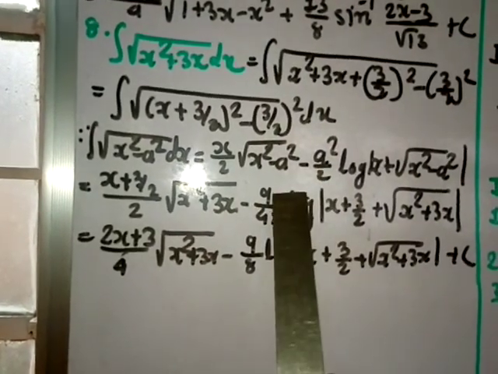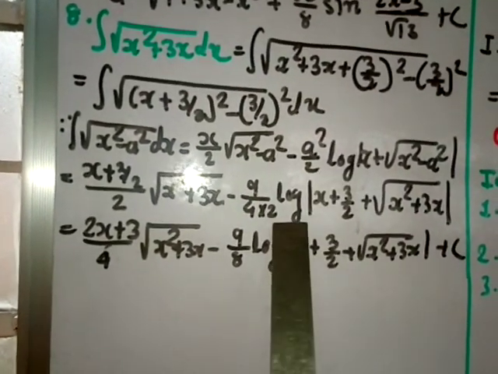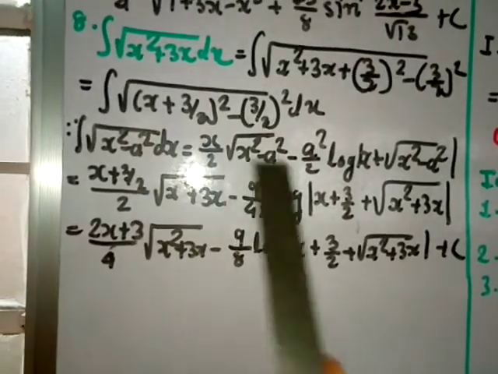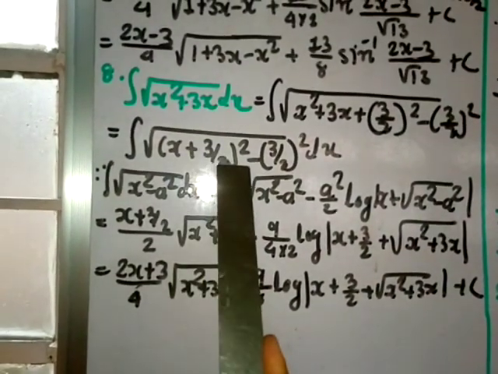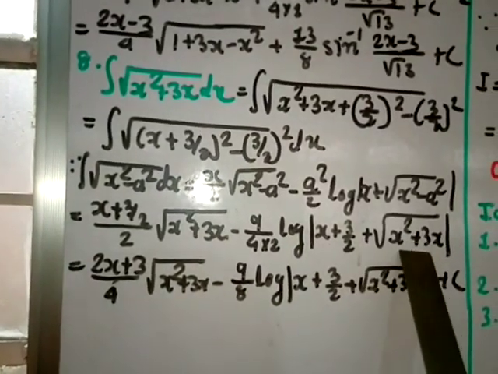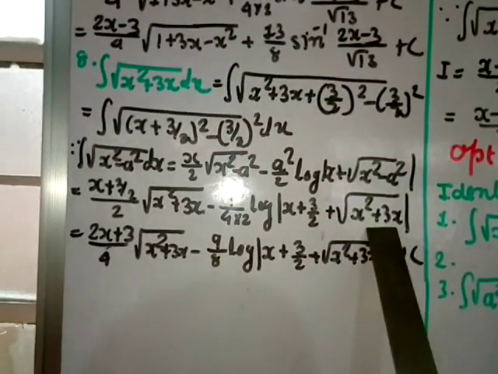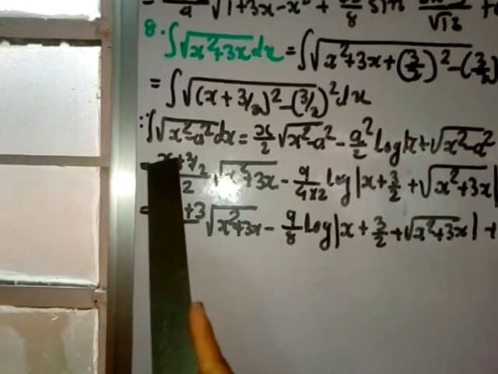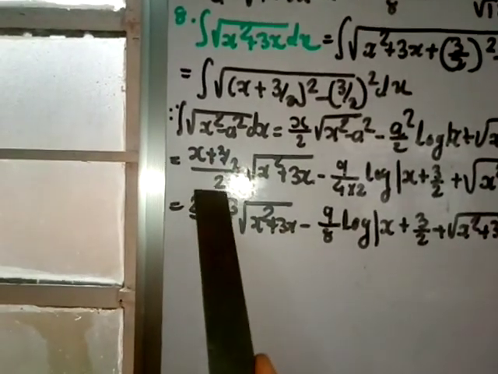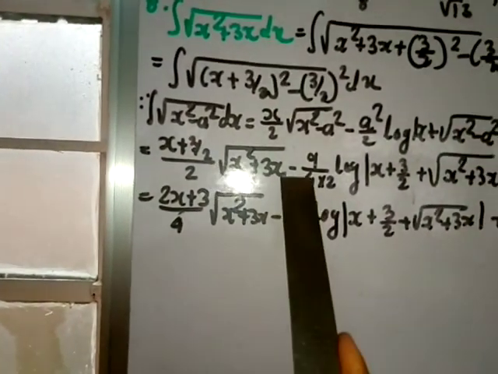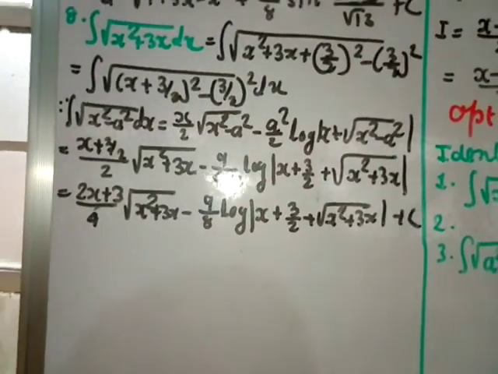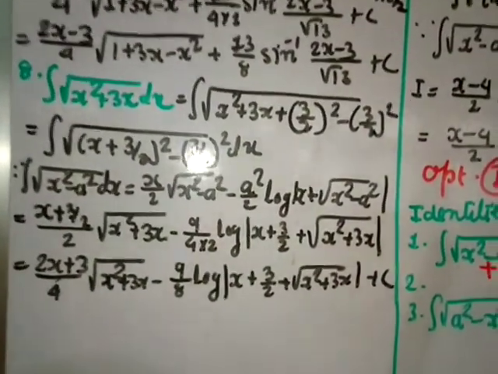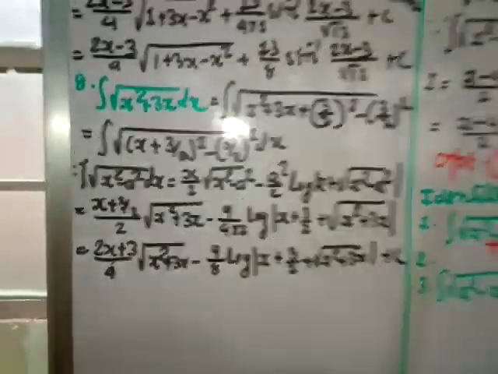So 3 square is 9 and 2 square is 4, and this 2 is there. Log x, instead of x, x plus 3 by 2, plus square root of x square minus a square. Again I am writing this because this is nothing but this, and this is nothing but here. So x square plus 3x in the square root. Then just simplify, take 2 LCM. So 2x plus 3 and this 2 multiply, so 4. This is as it is, minus 9 by 4 into 2, 8, log x plus 3 by 2 plus square root of x square plus 3x, plus c. So that is the answer for question number 8.